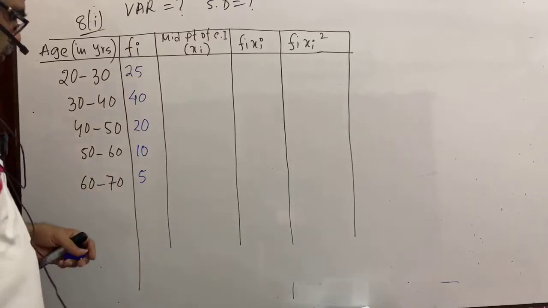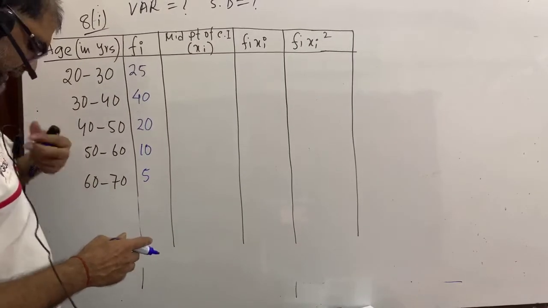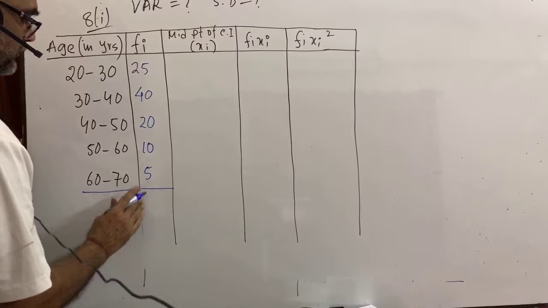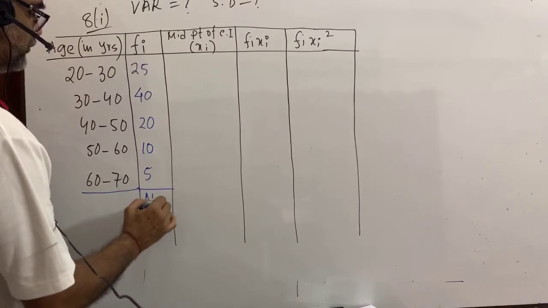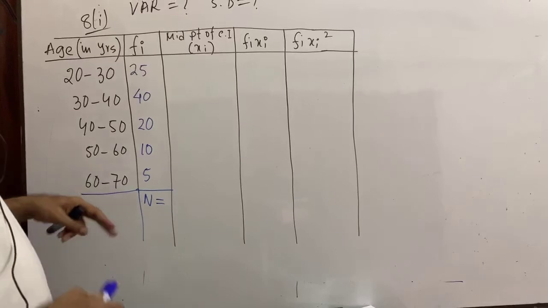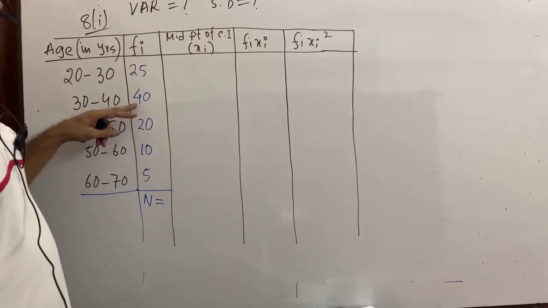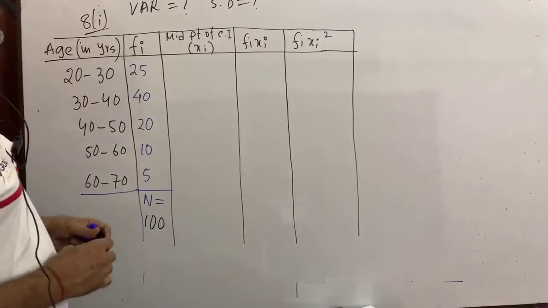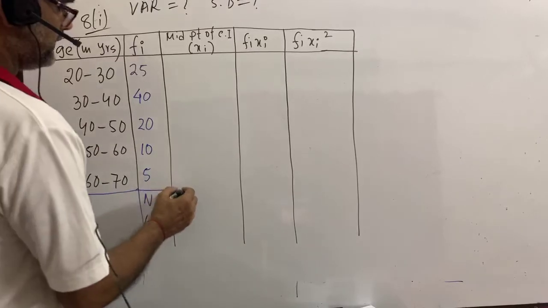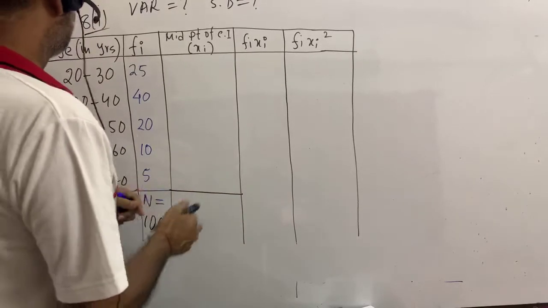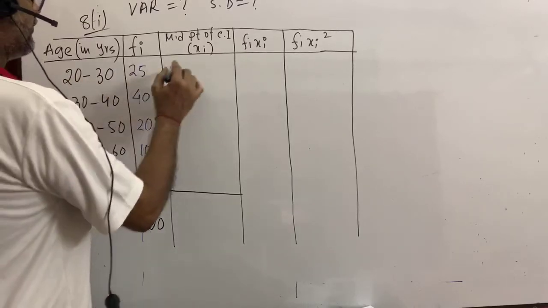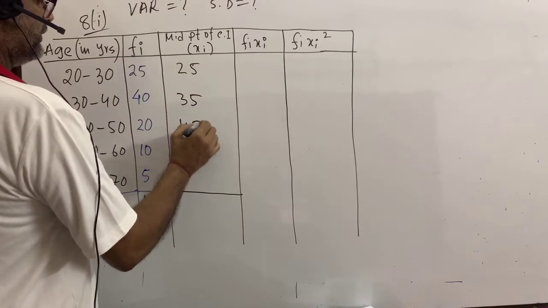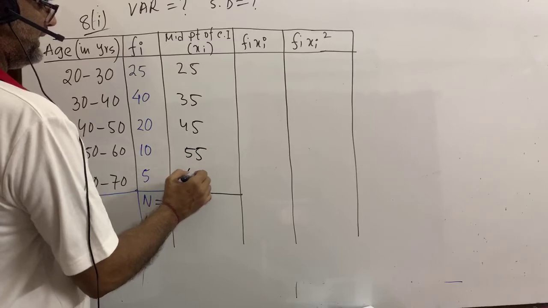Okay, now we can write here what is n. N equals to what? We can calculate 15, 35, 75, 100. We are getting n as 100. Now midpoint. What is midpoint? You all know what is midpoint. Here midpoint of 20 and 30 is 25. Yes, 25 midpoint. Here 35. Here 45. Here 55. And here it is 65.